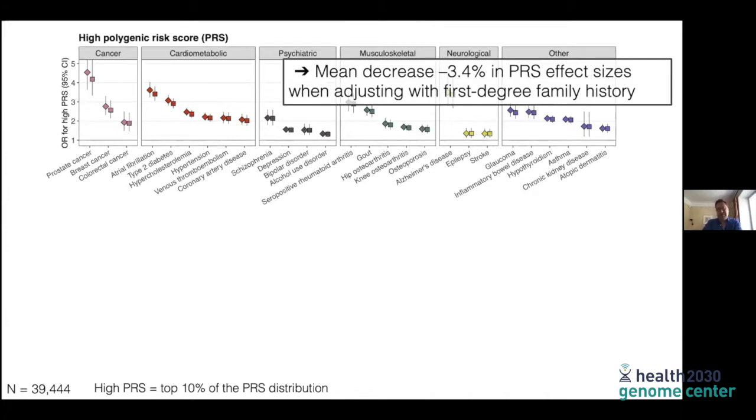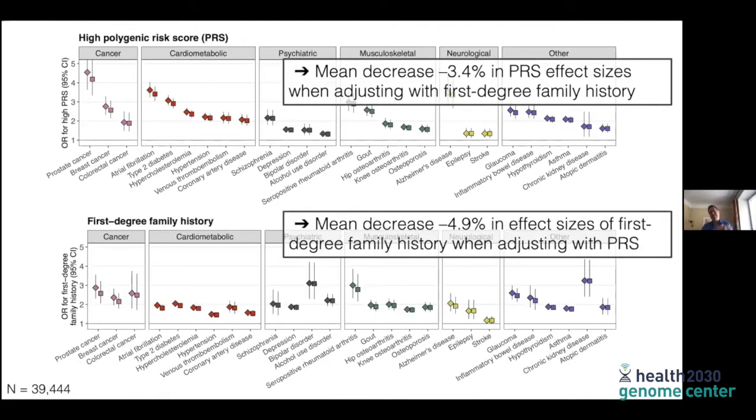The mean decrease is 3.4% in the PRS effect sizes when adjusting for first degree family history. If you ask the question the other way around, does PRS explain away the first degree family history information? It doesn't either.